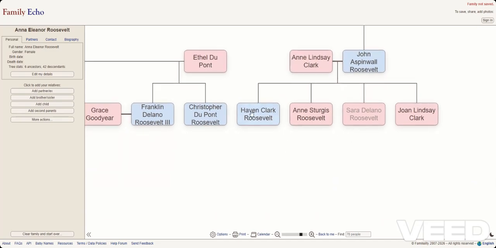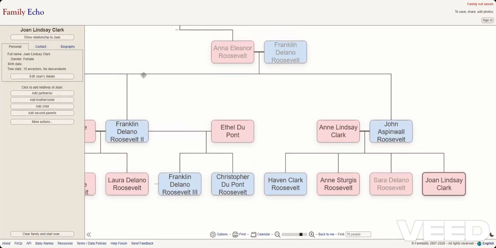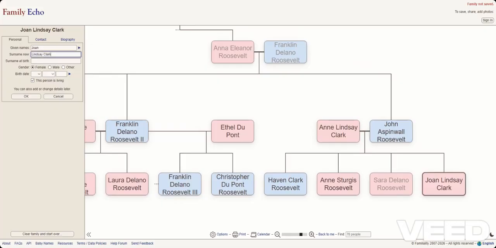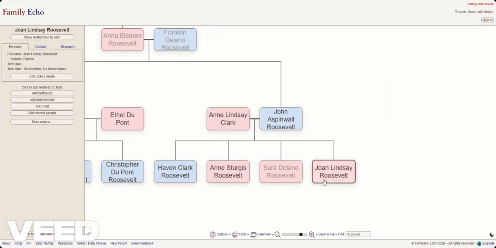Haven Clark, I don't know how to pronounce that name. Haven or Haven? Haven Clark Roosevelt, Anne Sturgis Roosevelt, Sarah Delano Roosevelt, and Joanne Lindsay Clark. What? Wait. Roosevelt. Sorry about that. Made a mistake. Joanne Lindsay Roosevelt.